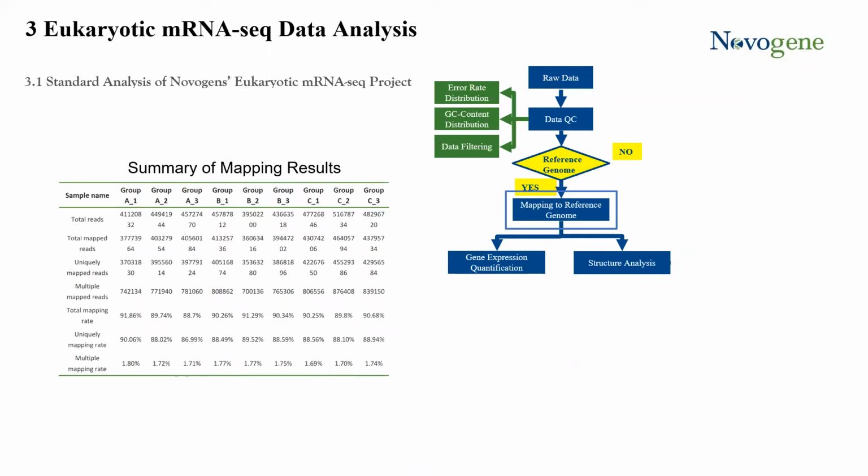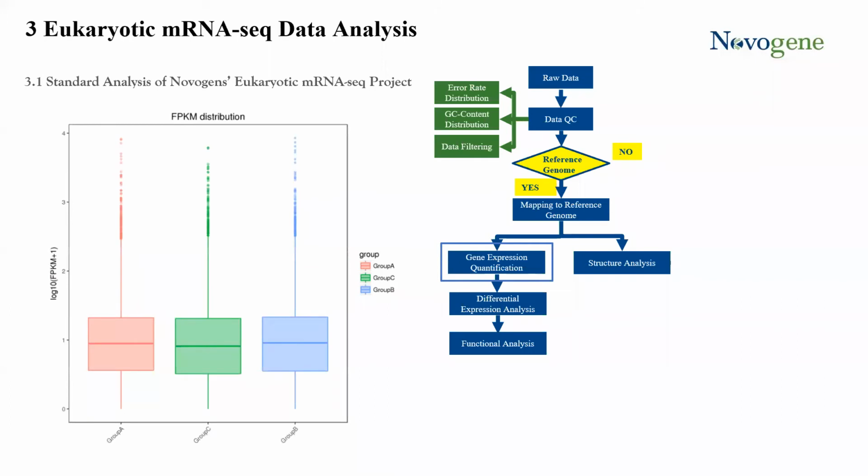expression quantification path. I will start by going through the gene expression one, since it's the most common analysis asked by our clients. The first thing that we provide you with is the summary of the mapping results, which will encompass the total number of reads, the total number of mapped reads, uniquely mapped reads, multiple mapped reads, followed by the total mapping rate, and the percentage of uniquely mapped reads and multiple mapped reads, as you can see in the picture.